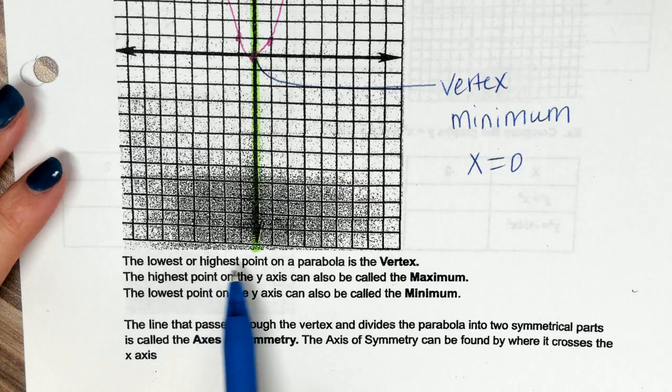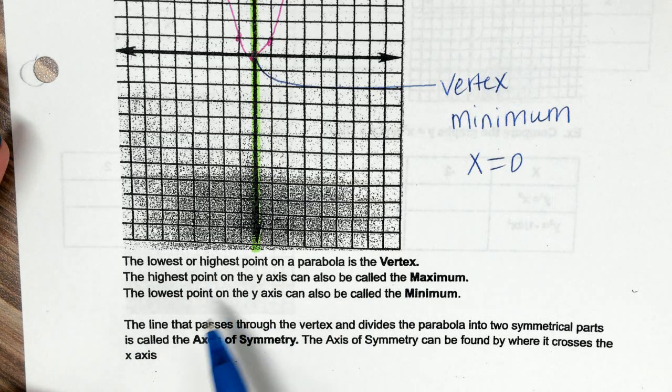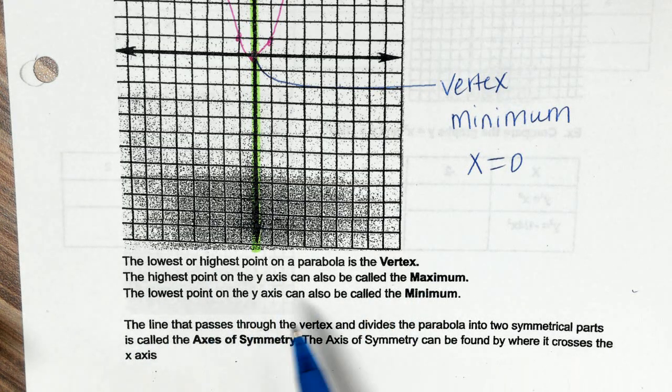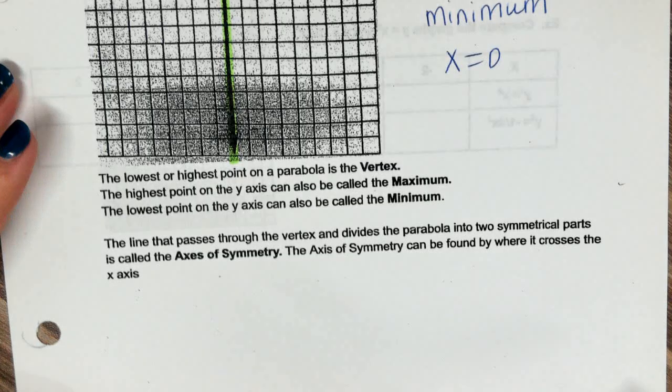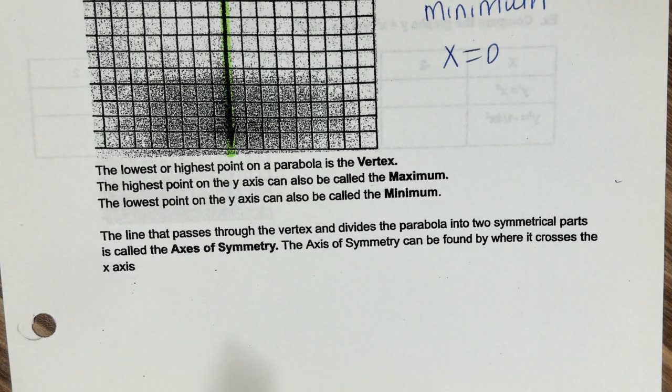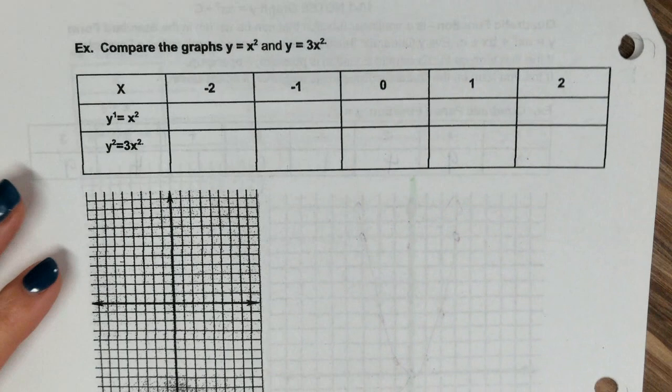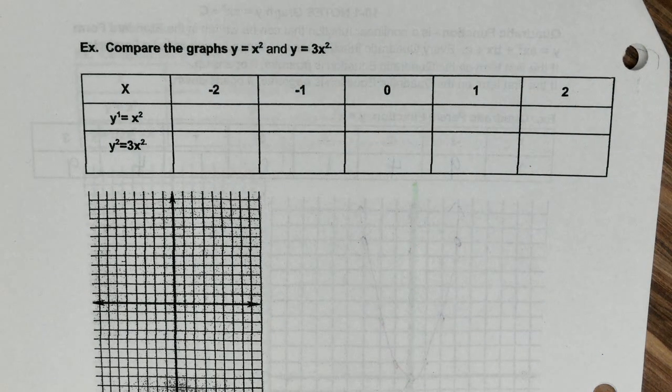Now it says the lowest or highest point on a parabola is the vertex. The highest point on the y-axis is the maximum, the lowest point is the minimum. The line that passes through the vertex and divides the parabola into 2 symmetrical parts is called the axis of symmetry. The axis of symmetry can be found where it crosses through the x-axis. We've already gone over all of these terms. All right, now we're going to graph a parent function. We're going to add something to the parent function, and then we're going to compare the two parabolas, okay?